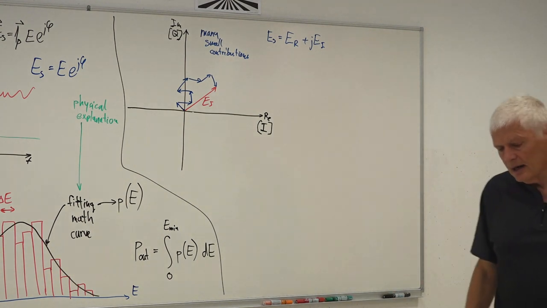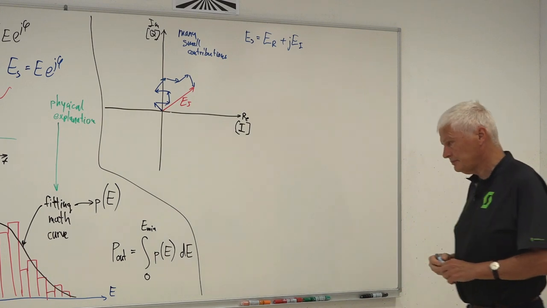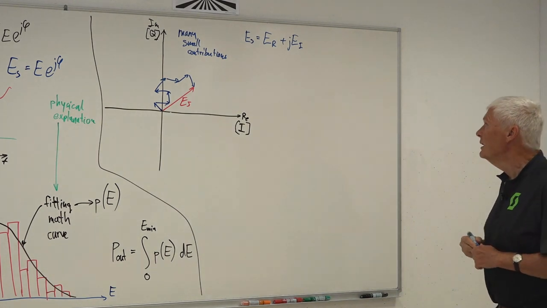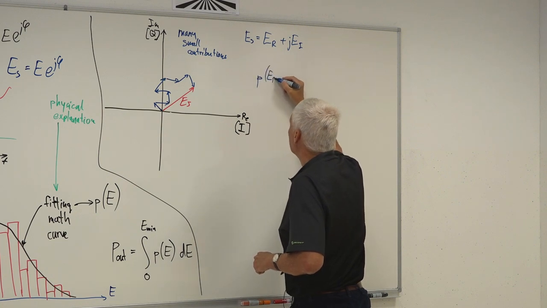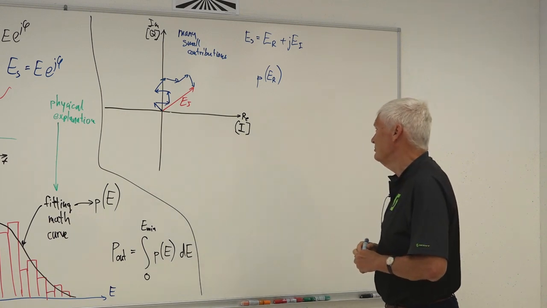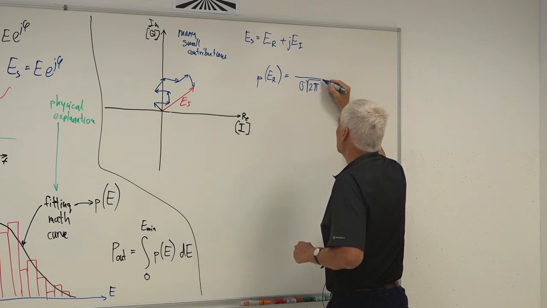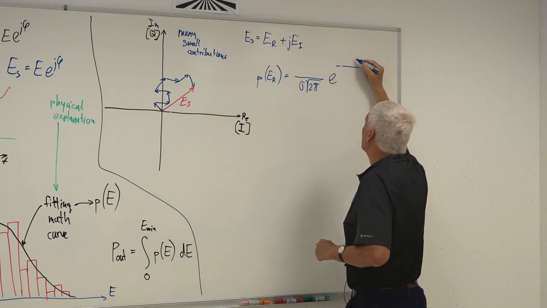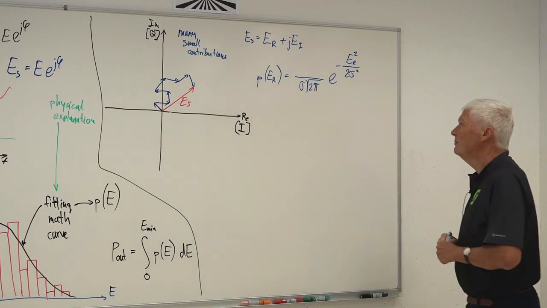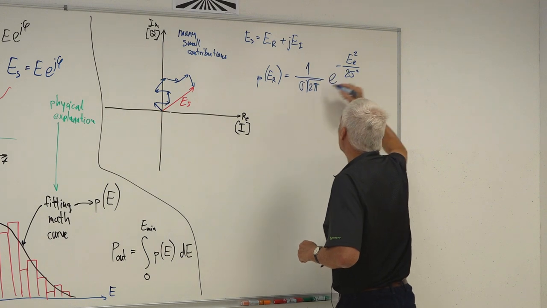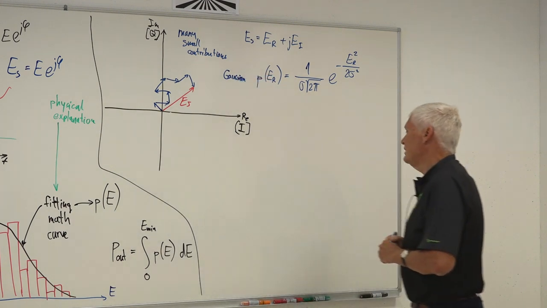Both real and imaginary parts are completely random, but since each is a completely random sum of phasors, I can write the probability density for the real part as a Gaussian distribution. So the probability density will be Gaussian: 1 over sigma times square root of 2 pi, which is just to normalize the Gaussian distribution, times e to the minus E real squared over 2 sigma squared. A Gaussian probability density for the real part.